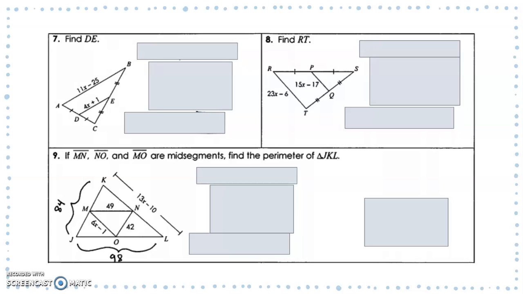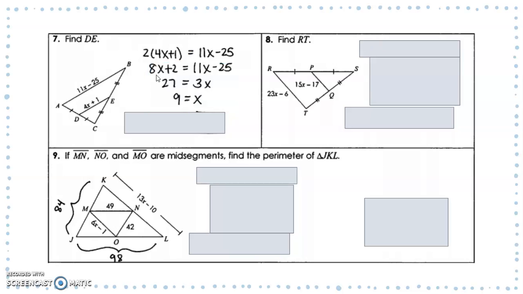A couple more examples to solve for. Number 7, we're going to have to solve for x, but then for our final answer, we want the full length of DE. So we're going to have to do one step further. But first, solving for our x, we have 4x plus 1 is that midsegment, and then 11x minus 25 is our side. I'm going to double my midsegment and set that equal to the side of the triangle. And when I do that, I solve and get that x equals 9.